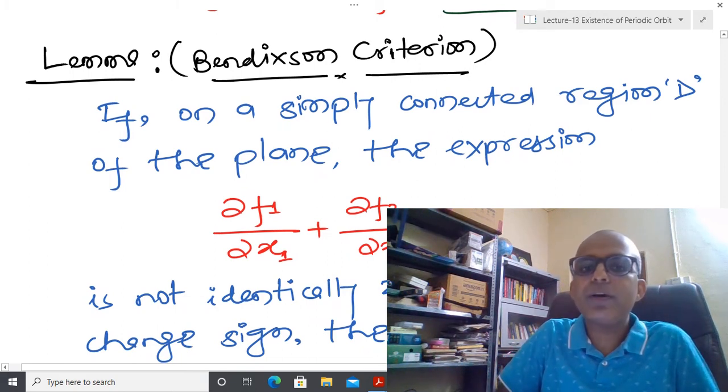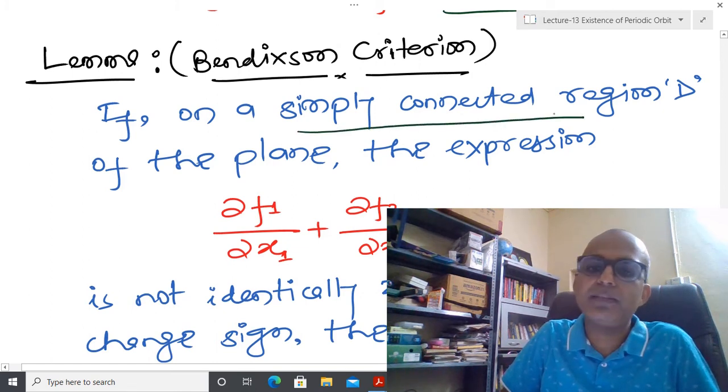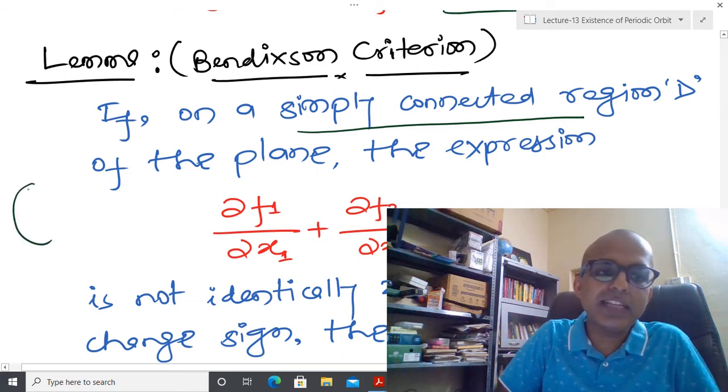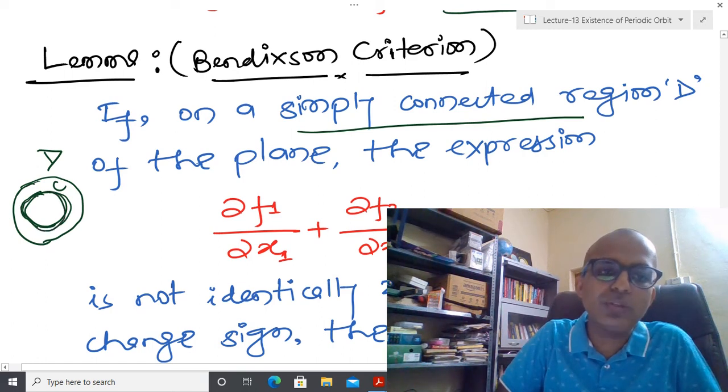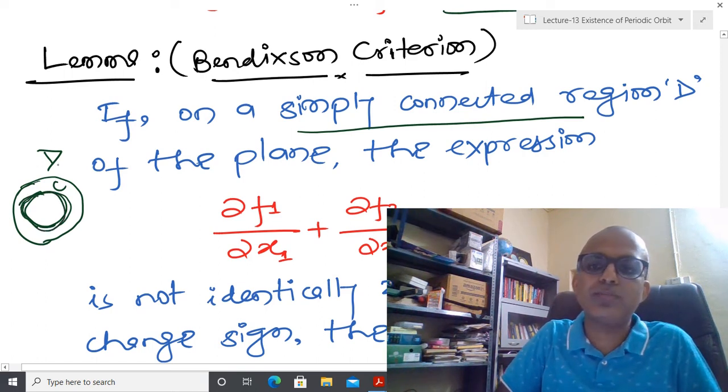So if on a simply connected region, you can see that I have used the term simply connected region. What does it mean? Suppose I have some region D, and C is a subset of D. If this region is closed, then whatever region you make here is a subset of that. Okay, that is not always true.